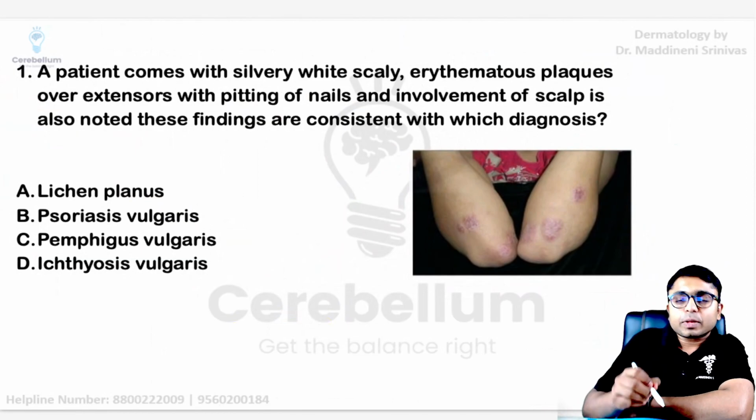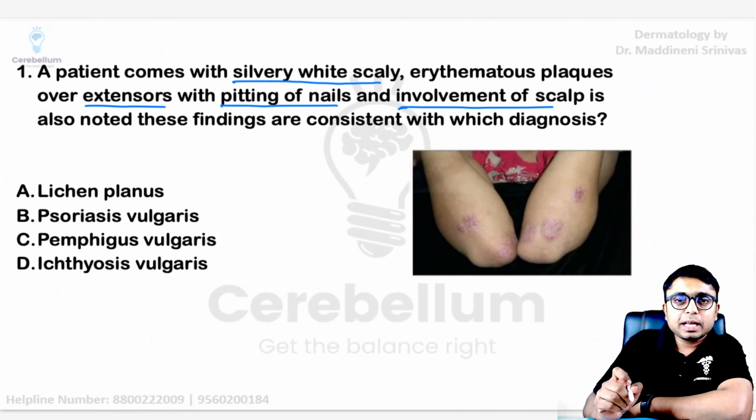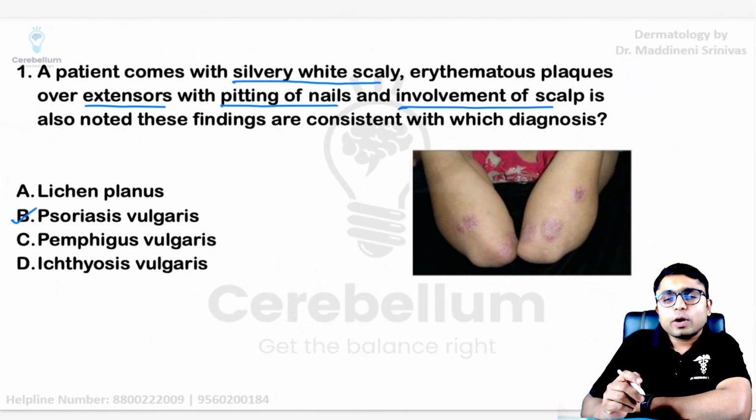The first question. A patient comes with silvery white scaly erythematous blocks over the extensor aspect. On examination, pitting of the nails was observed and there is involvement of the scalp. So what is the most likely diagnosis? And if you have marked the answer as psoriasis vulgaris, you are absolutely right.